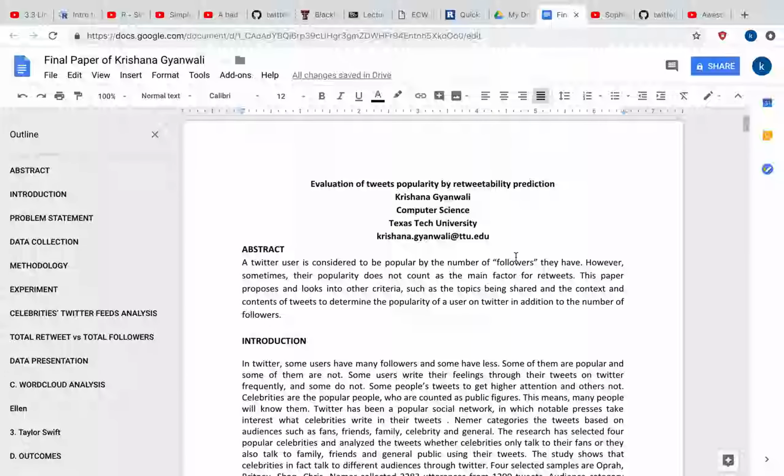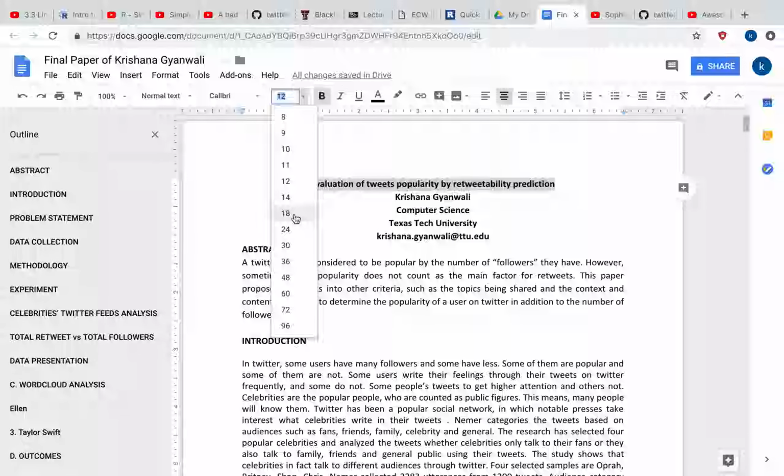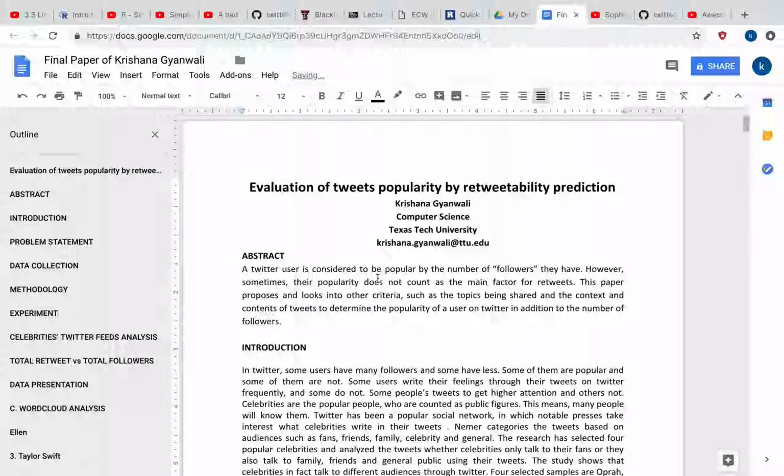So the topic of my research is evaluation of tweets by retweetability prediction. This is kind of popularity based on retweetability prediction, which means that when a celebrity tweets, after some time some celebrities get more retweets and some celebrities get fewer retweets.